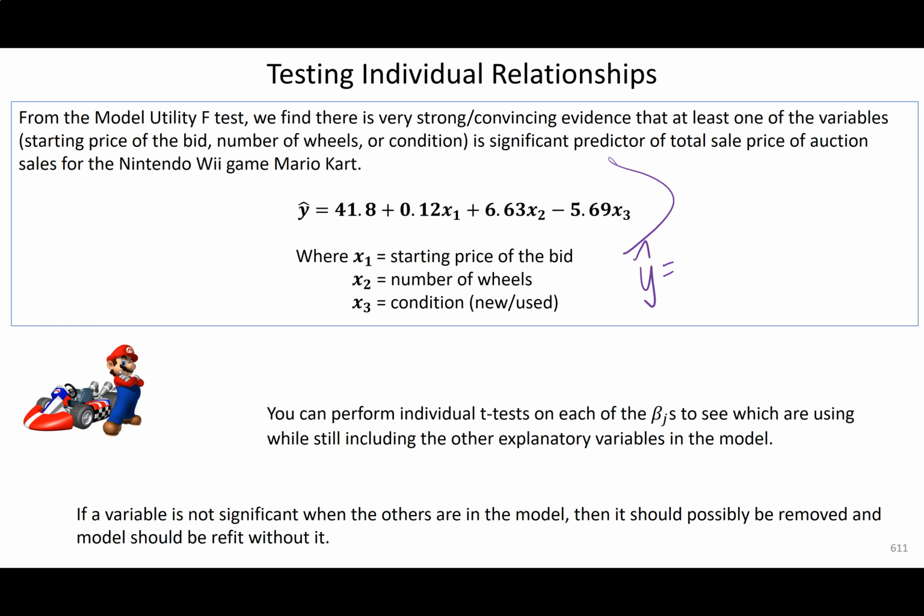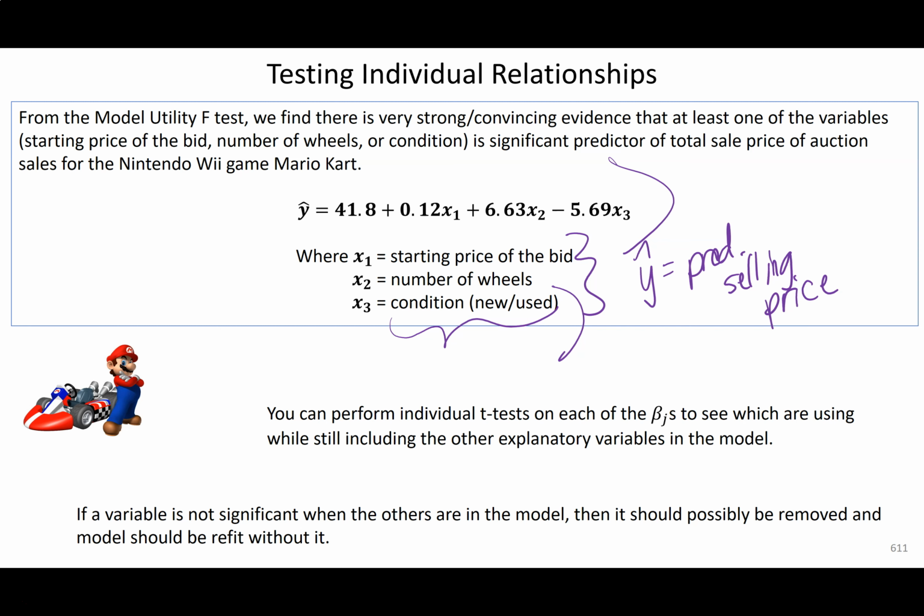We should also say that Y hat is the predicted selling price. That's important. X1 stands for the starting price of the bid, in US dollars. X2 is the number of wheels, so 0, 1, 2, 3, or 4. And X3 is the condition, new or used. It was given a 0 if it was new and a 1 if it's used. R tends to, by default, put these categorical variables in alphanumerically. Because new comes in the alphabet before used, new was 0 and used was 1.